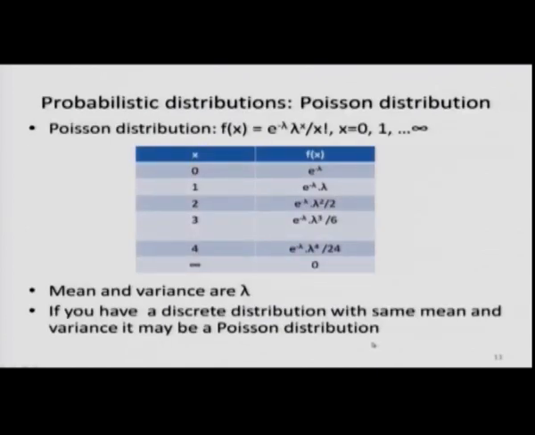Now, let us see what are the probabilities or frequencies at different values of the random variable. Let us first take the case of a simple distribution like Poisson distribution. The mathematical or algebraic expression of Poisson distribution is given by f(x) equal to e raised to power minus lambda, lambda raised to power x divided by factorial x, and the values of x go from 0 to infinity. These are the values of x 0, 1, 2, 3, 4 up to infinity, and the values of f(x) are e raised to power minus lambda, e raised to power minus lambda into lambda, e raised to power minus lambda into lambda square by 2, and the mean and variance of this distribution are lambda. If you have a discrete distribution with same mean and variance, it may be a Poisson distribution.